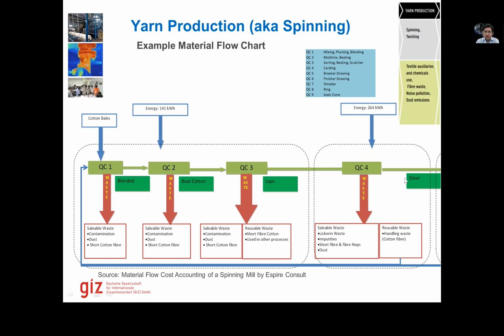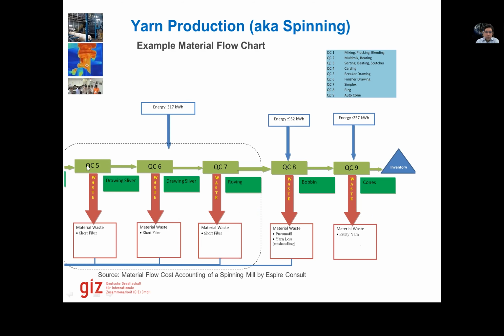So this sliver then goes to the drawing process where we draw it further. Because we also have filters here, some short fiber also comes out of here as material waste. This cannot be reused. And these processes are also only using electricity, where we mechanically pull the sliver to make it longer and thinner.